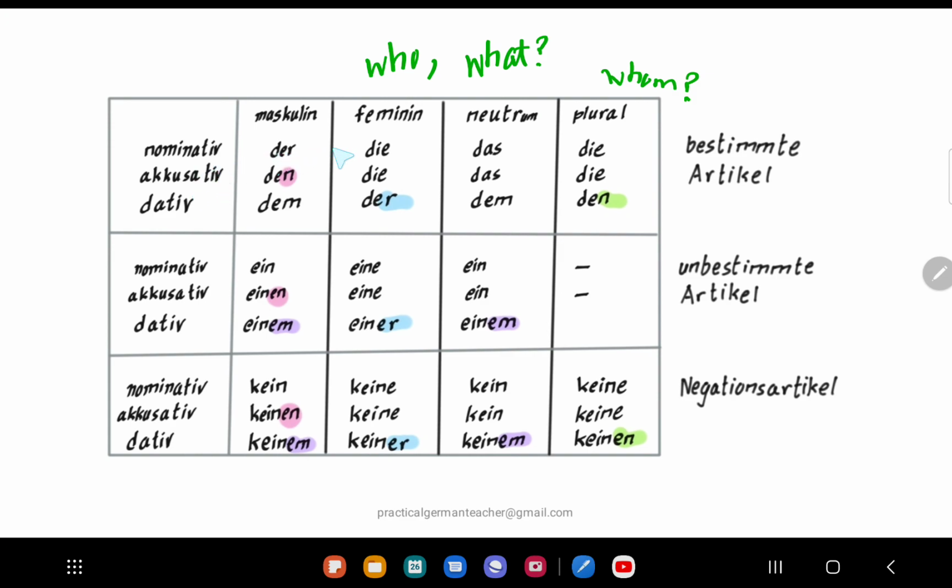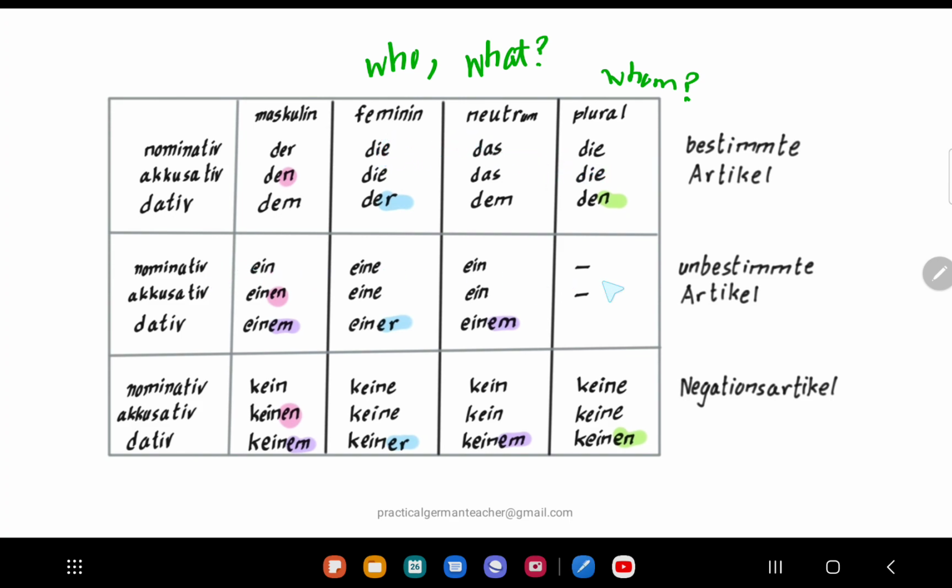If you notice, when you go from nominative to accusative, feminine remains the same, neutrum remains the same, plural remains the same. The only change you see is in the masculine one. So der becomes den. That's it. This is what you should remember: when you go from nominative to accusative, the only change is for masculine. Feminine, neutrum, plural remain the same.